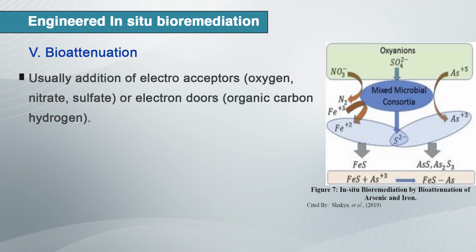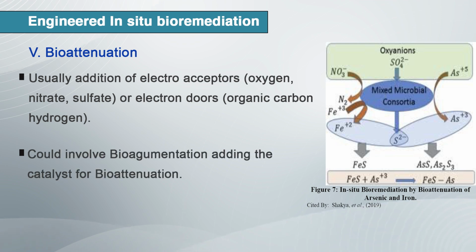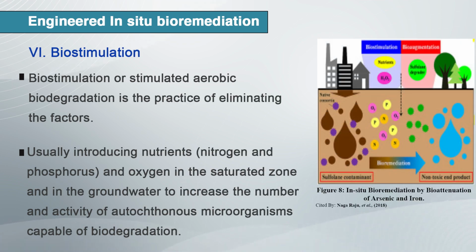Usually, addition of electron acceptors such as oxygen, nitrate, sulfate, or electron donors such as organic carbon, hydrogen, etc., could involve bioaugmentation, adding the catalyst for bioattenuation. In figure number 6, it is showing. Next one is biostimulation.